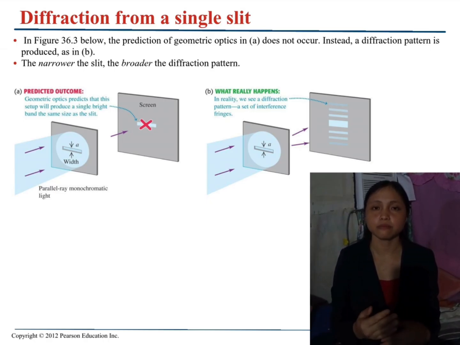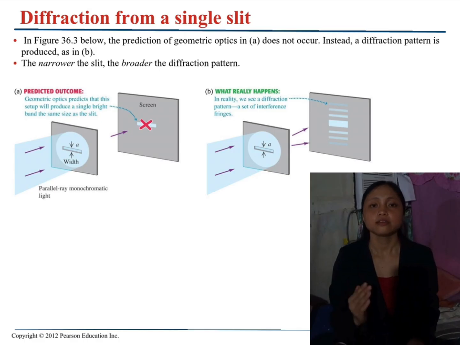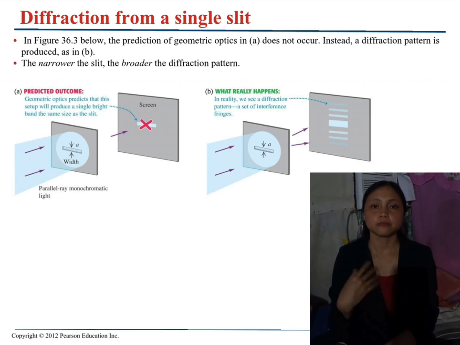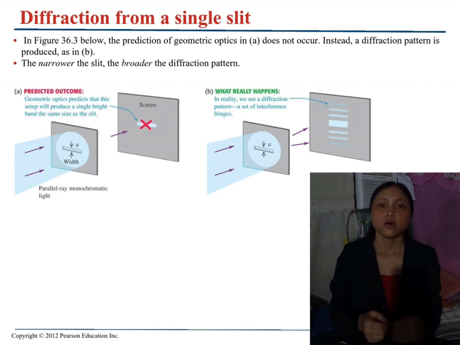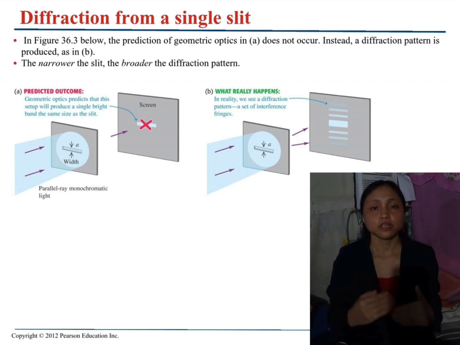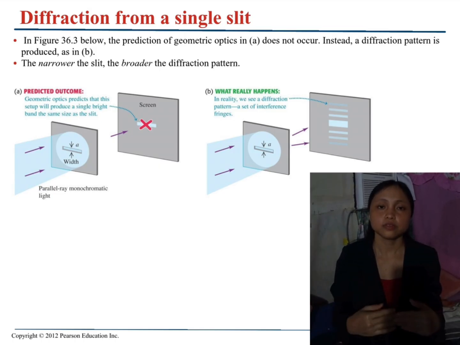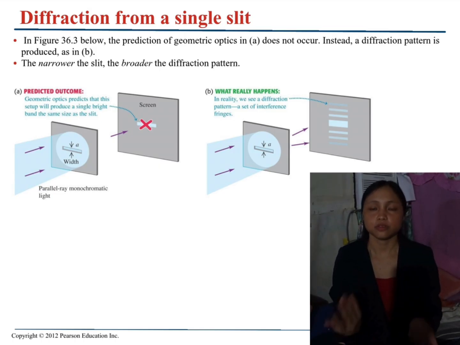One of the important observations is that the narrower the slit, the wider the diffraction pattern. This may seem surprising at first. So when the slit becomes narrower, the spreading of waves becomes greater. This relationship is fundamental to diffraction.